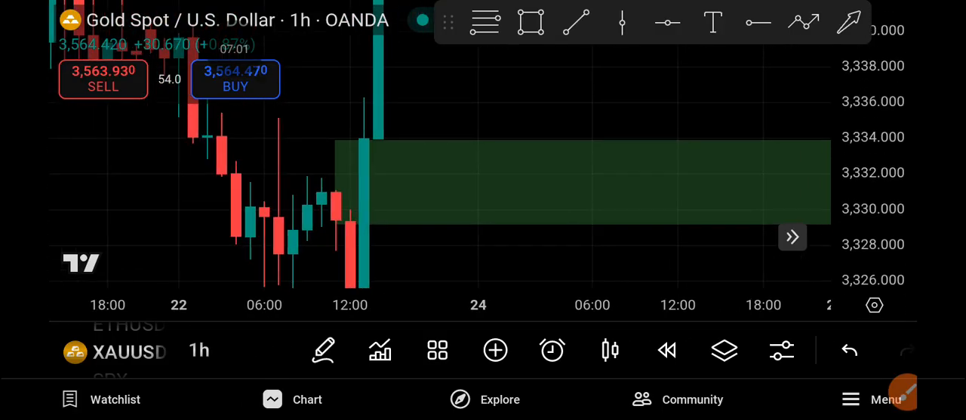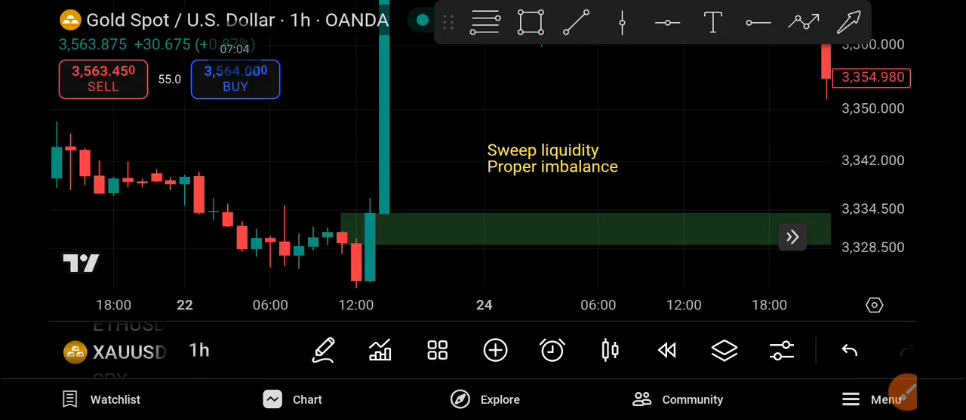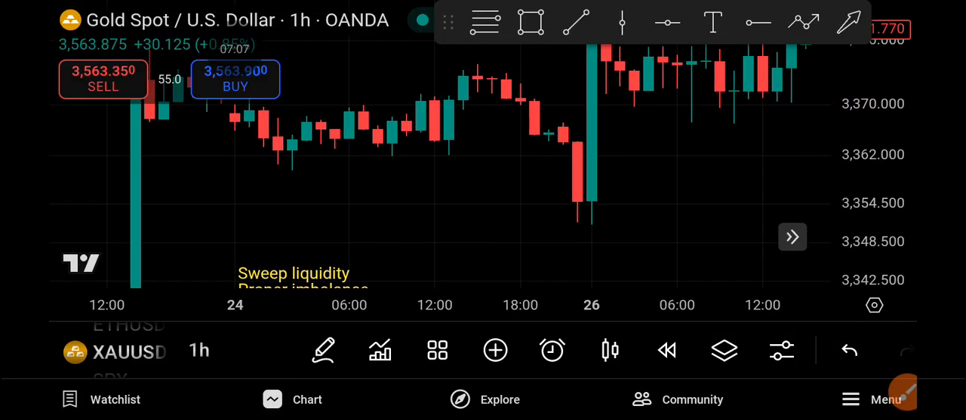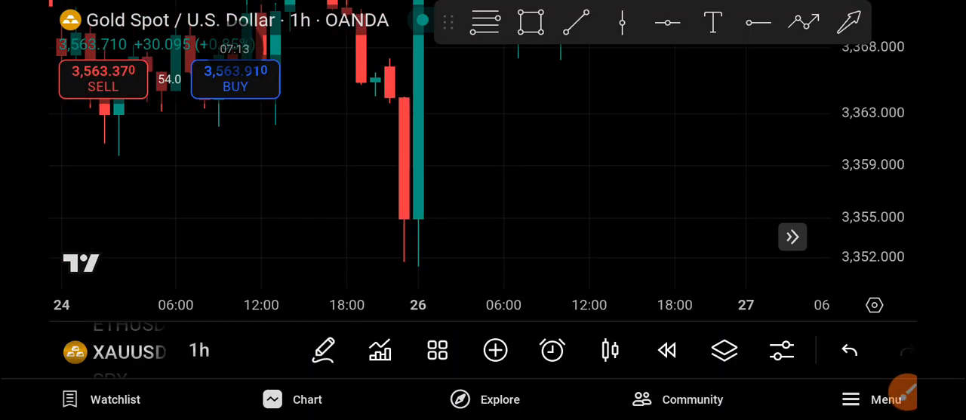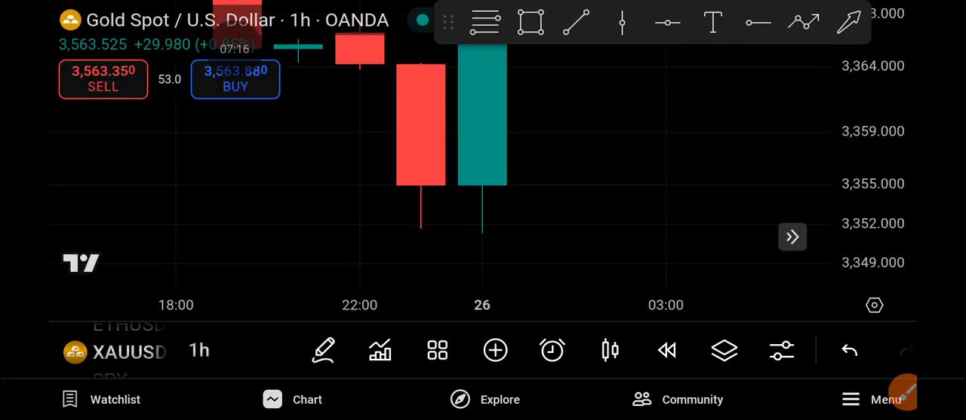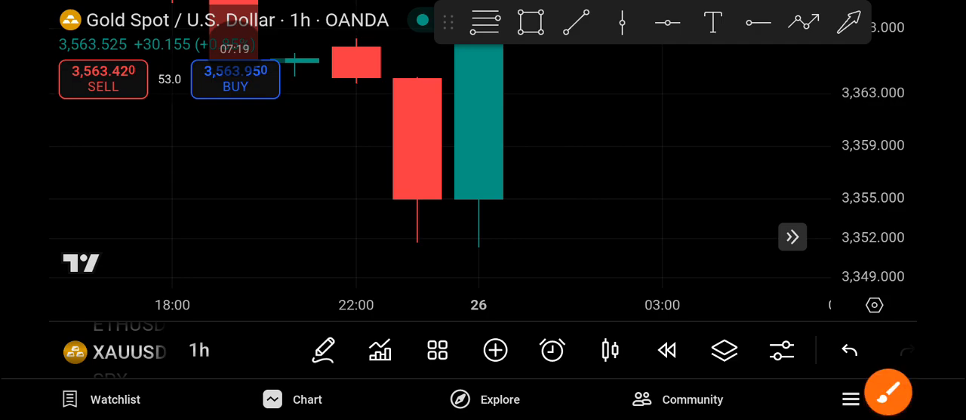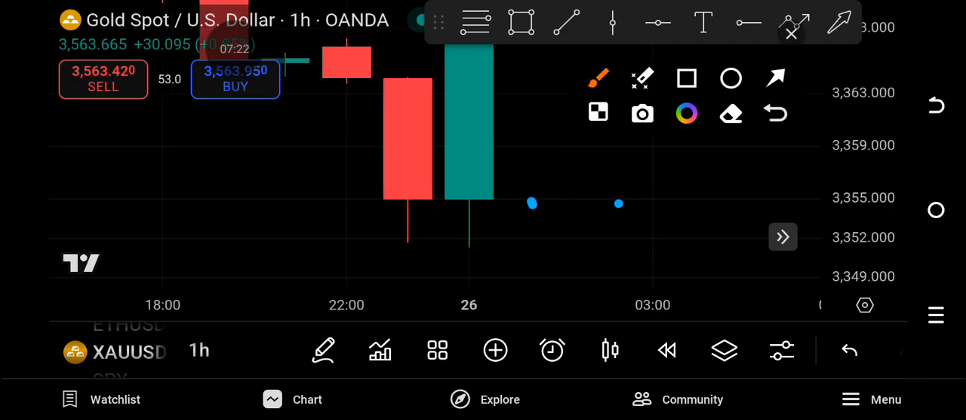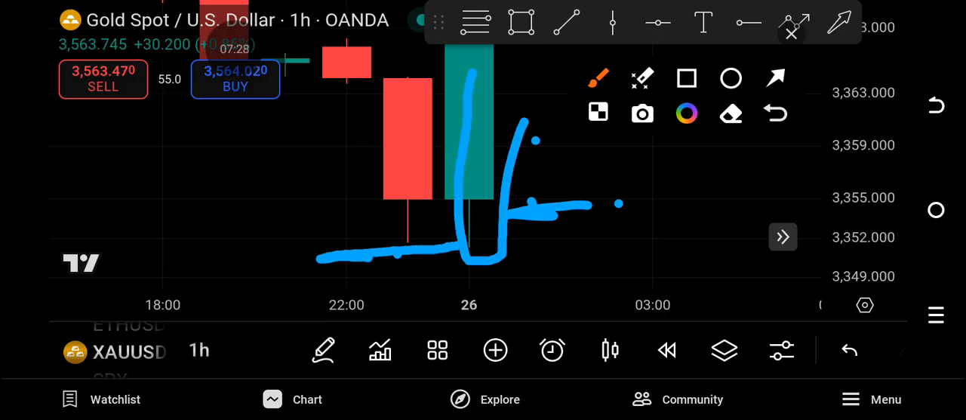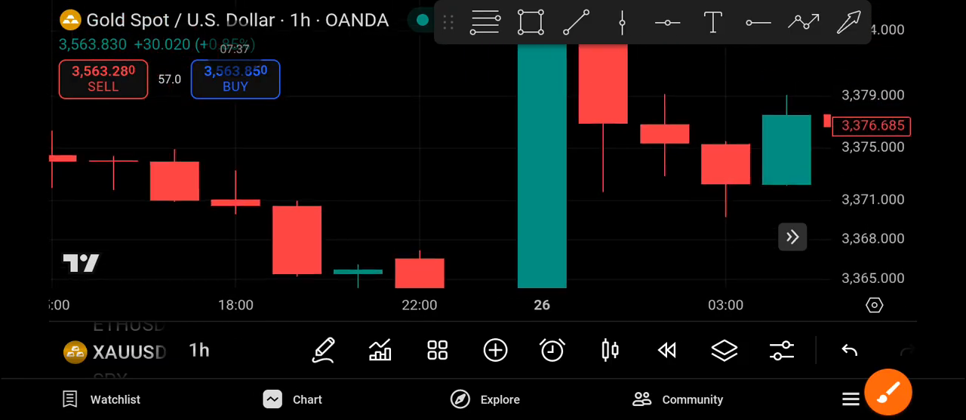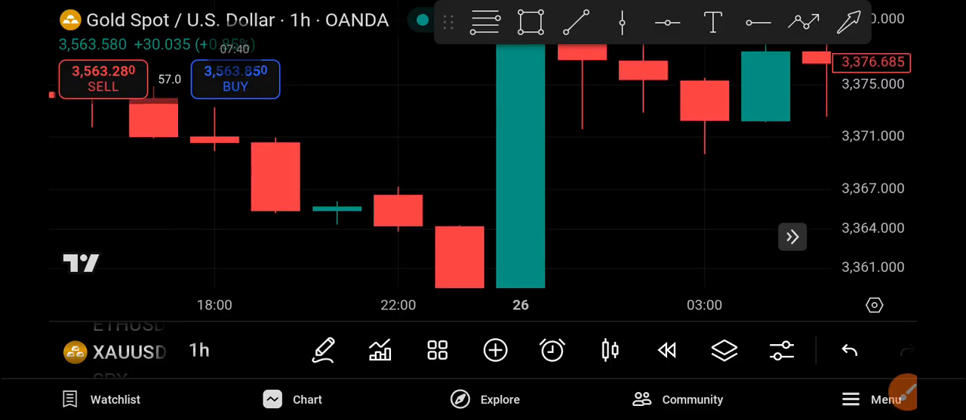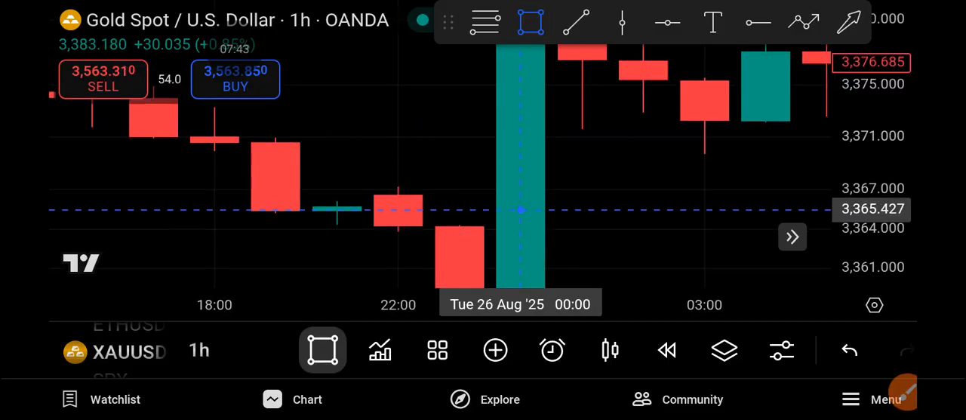And now we have what we call a single candle order block. I had seen one here. When you zoom in here, you can see that this green candle swept liquidity from this red candle. After sweeping liquidity, it even created a proper imbalance. It has a proper imbalance here. Are you all seeing?